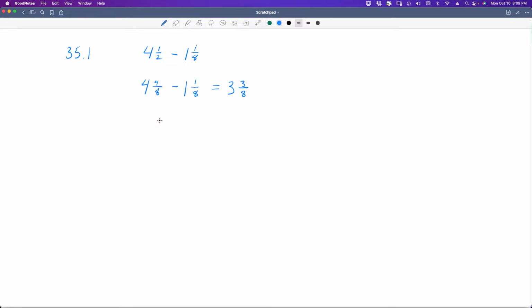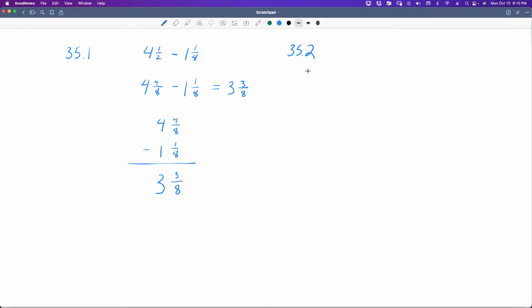Another way that you might write this so that you can see it a little bit better is 4 over 4/8 minus 1 over 1/8, so we could actually see this line up a little bit better. And we could say to ourselves, 4 minus 1 is 3, and 4/8 minus 1/8 is 3/8. So we get the same answer regardless of whether we use the sentence method or the stacking method. Let's do 35.2 and see what we have here.